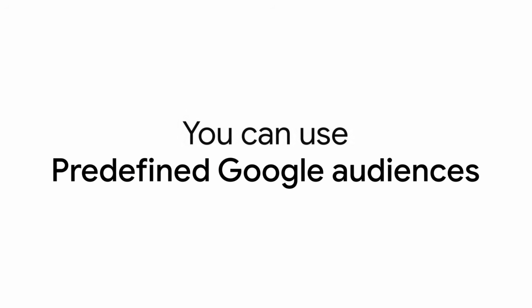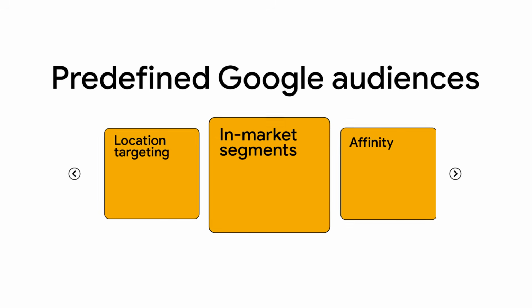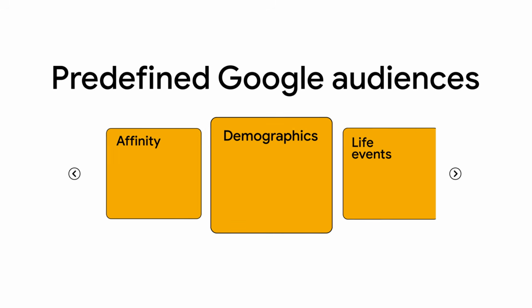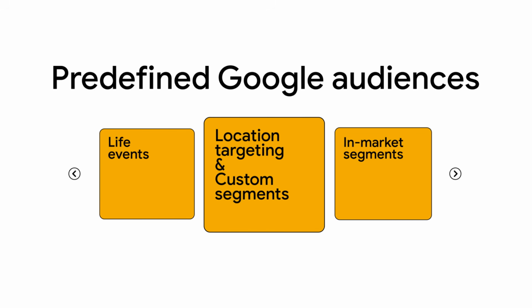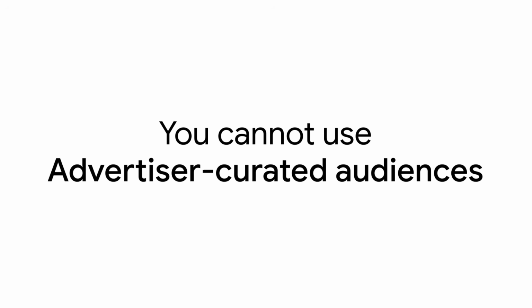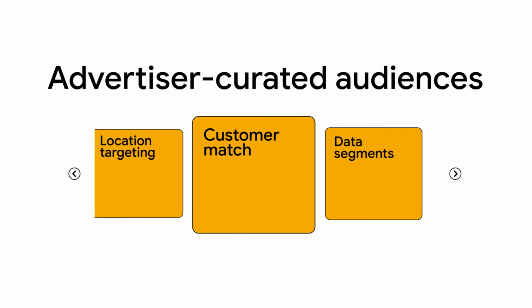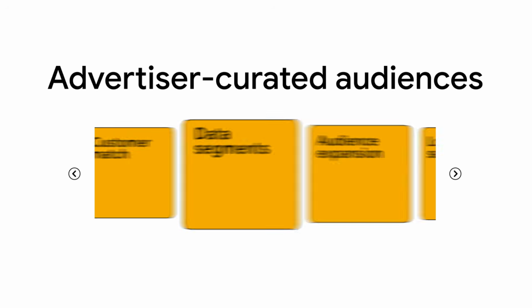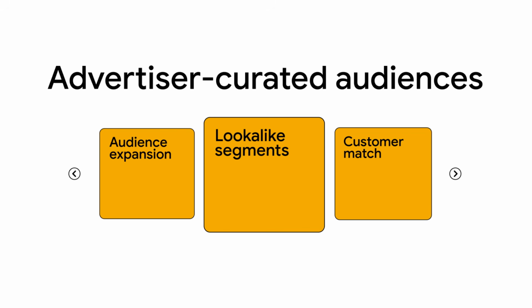For sensitive categories, you can use predefined Google audiences, such as in-market segments, affinity, demographics, life events, location targeting, and custom segments. These automatically exclude sensitive user signals, but you cannot use advertiser-curated audiences. This includes customer match, your data segments, audience expansion, or lookalike segments for these products.